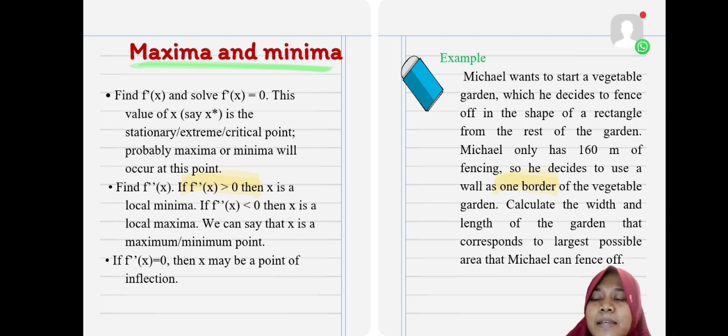Example. Michel wants to start a vegetable garden, which he decides to fence off in the shape of a rectangle from the rest of the garden. Michel only has 160 meters of fencing, so he decides to use a wall as one border of the vegetable garden. Calculate the width and length of the garden that correspond to the largest possible area that Michel can fence off.